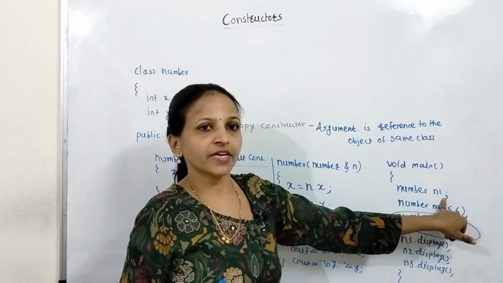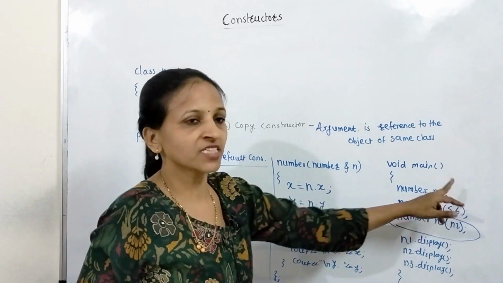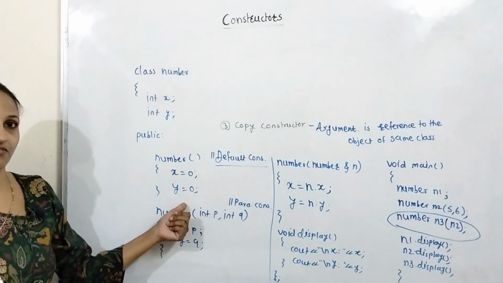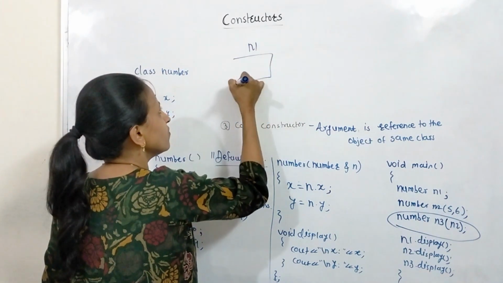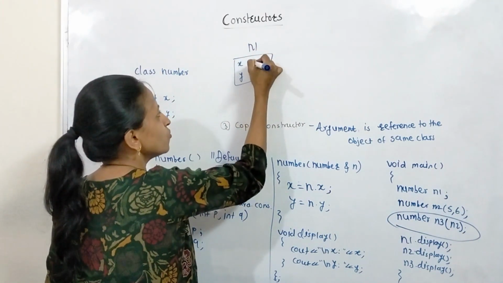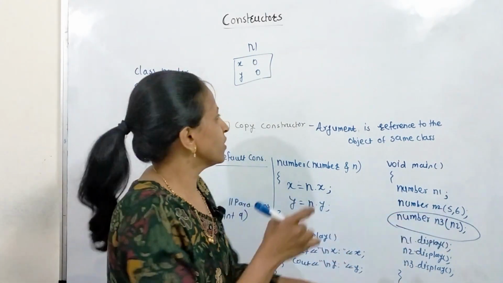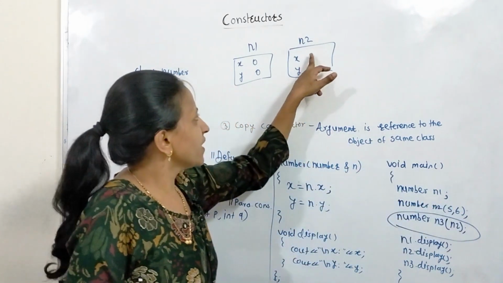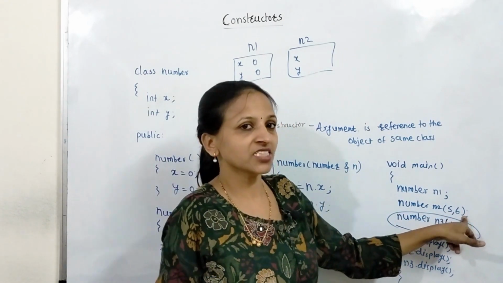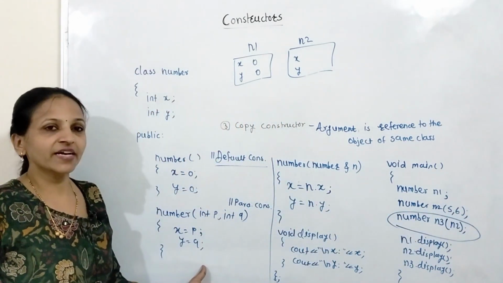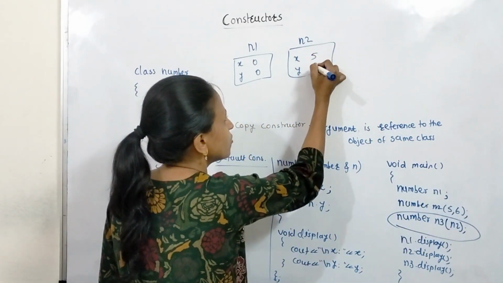See, whenever we create the n1 object, we are not passing anything while creating this object. That's why automatically this default constructor will be called, and x and y of n1 will have 0 value because of this default constructor. Next, I have created n2. Here n2 will get created in memory, and it will have internally x and y, and I am passing 5 and 6, two integer values, and that's why this parameterized constructor will be called, and x and y will have 5 and 6 value.